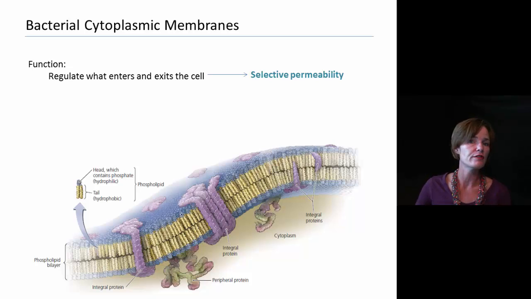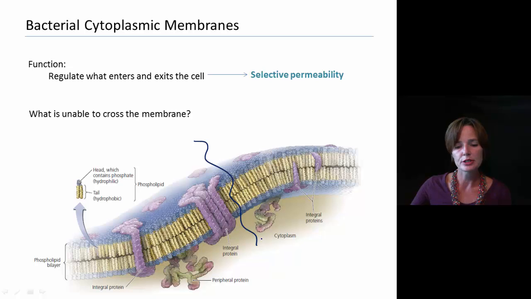There will be some stuff that readily crosses on its own, and then there'll be other stuff that can't get across. So there will be certain things that cannot get across the membrane. So they would not be able to go like this. And the primary reason why they couldn't go like that is because remember that the inside, this portion right here where we have the yellow, it does not like water.